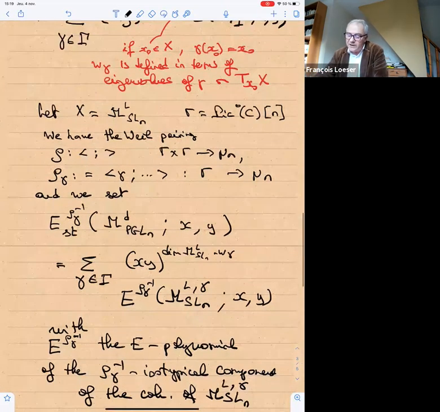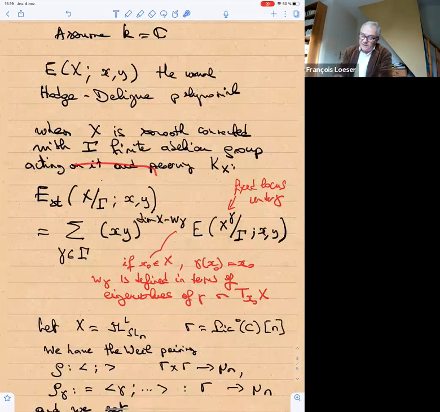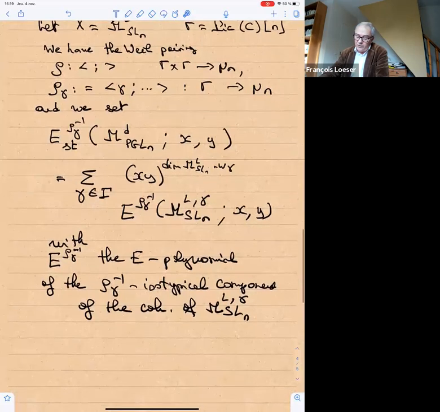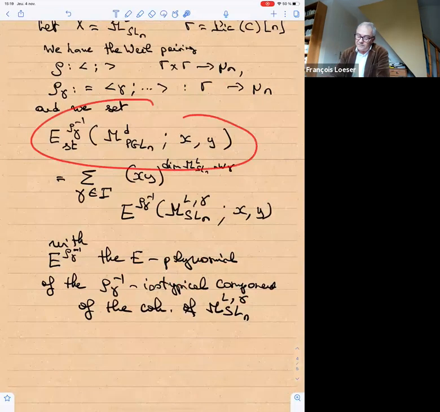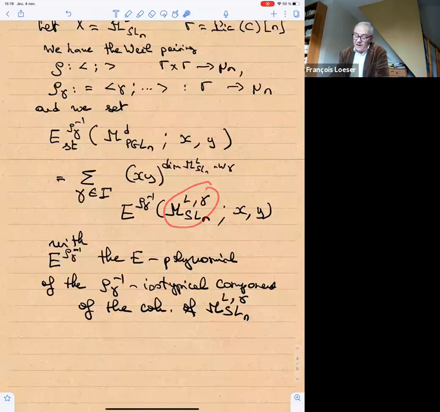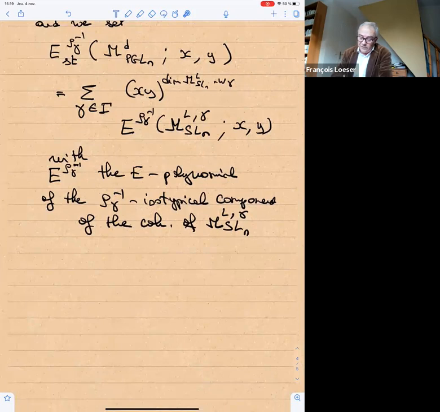So let me maybe explain again. So this is the usual stringy Hodge numbers. And here I twist by a character. So this is a fixed part, the fixed locus under gamma. And I have, of course, an action of capital Gamma, and I can take the corresponding isotypical component of the cohomology. Okay, so that's all for preliminaries.